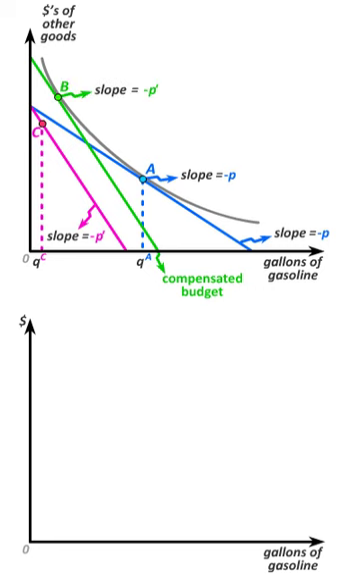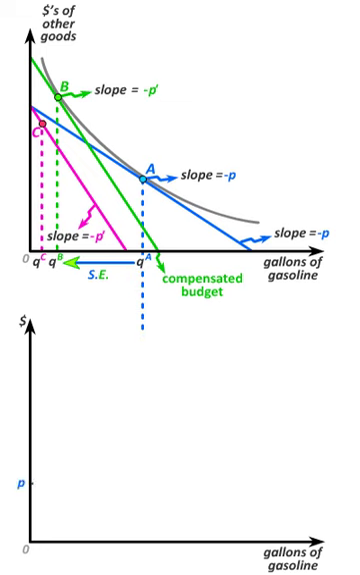The tangency occurs at bundle B, where you consume QB of gasoline. Notice that bundle B is to the northeast of bundle C. That is to say, it contains both more of other goods as well as more gasoline, implying that all goods in this case are normal goods. The movement from A to B is then our usual substitution effect. In other words, the substitution effect is the movement that occurs entirely along the original indifference curve that passes through bundle A.